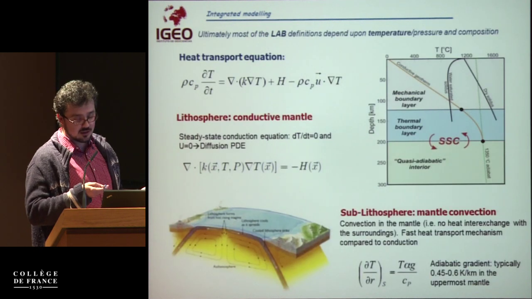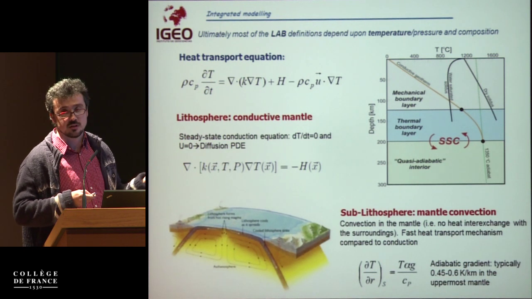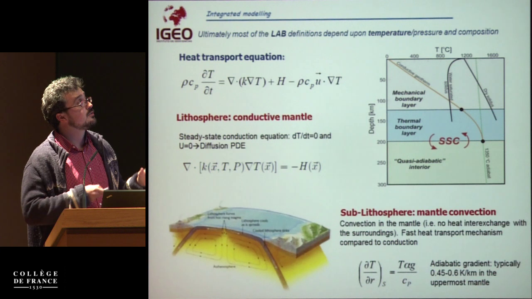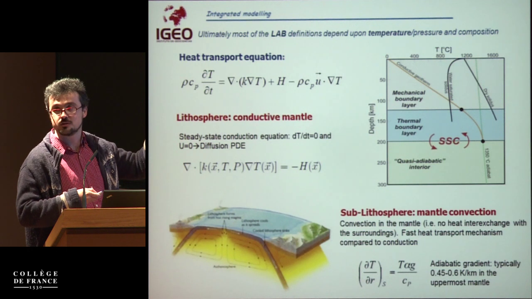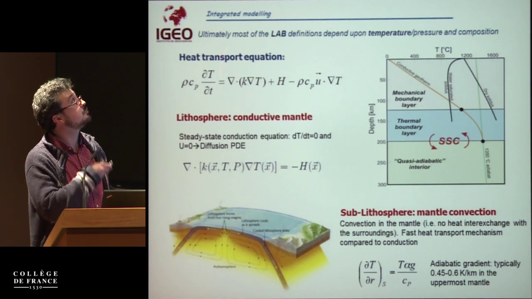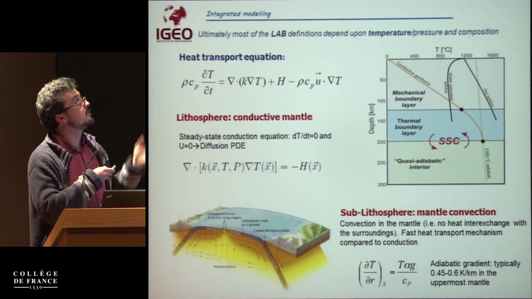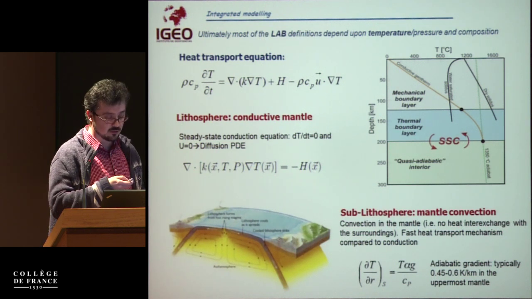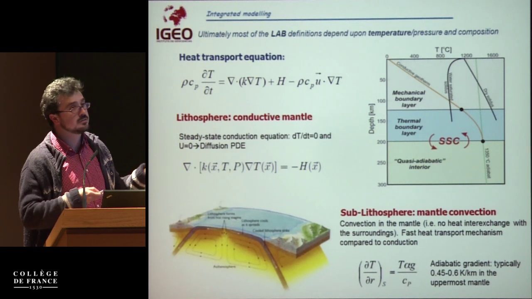I've mentioned that some of the LAB definitions could be related to temperature, pressure, or compositional variations. I will just stop for one slide. On the thermal definition, we know that thermally the lithosphere is the part of the mantle where conduction is the main heat transport process, which means that from the general heat equation, and assuming a steady state, we can take out some terms, the advection term and the temporal term, and you end up with a diffusion equation like that. Easy to solve, where you just have the thermal conductivity and radiogenic heat production as the source term, then by fixing some boundary conditions, it's easily solvable.